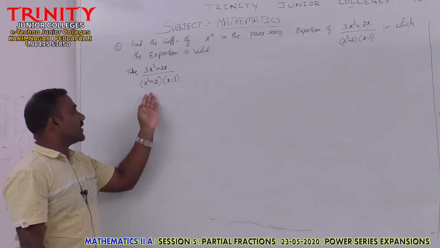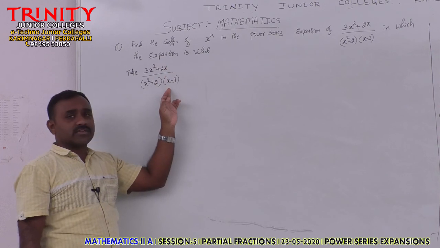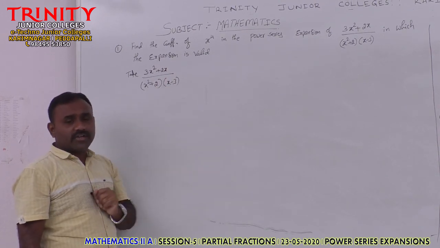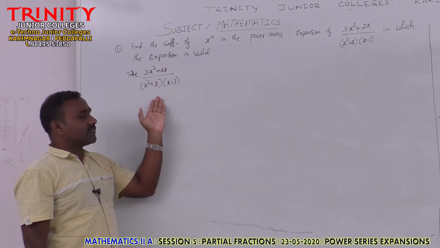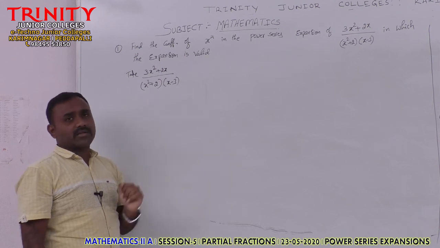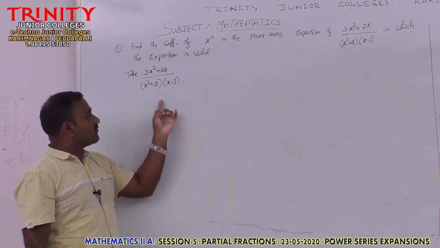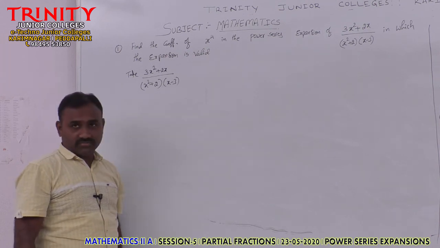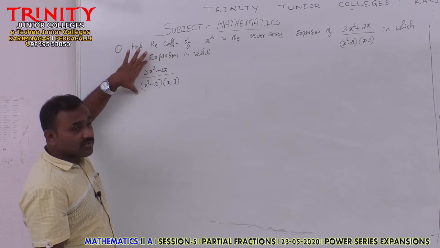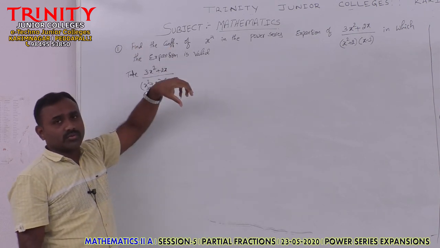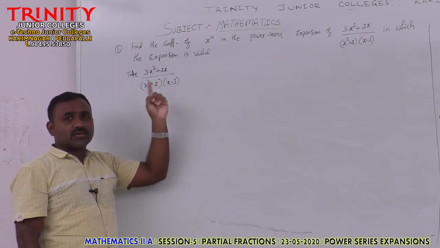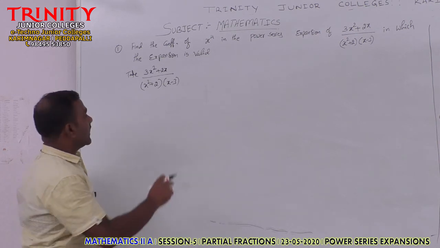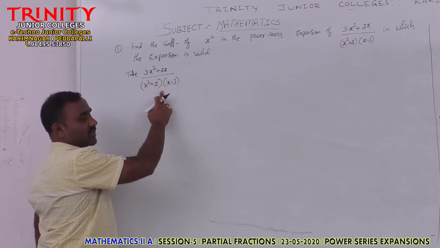Before splitting a fraction f of x by g of x into partial fractions, first we have to identify whether the fraction is proper or improper. First decide whether it is a proper fraction, then we will go for partial fractions. If it is not a proper fraction, first we have to split it into a proper fraction, then we can go for partial fractions. First identify whether the fraction is proper or not.